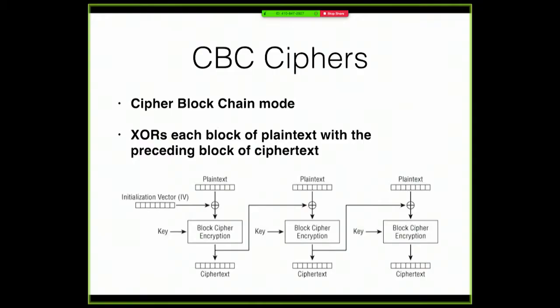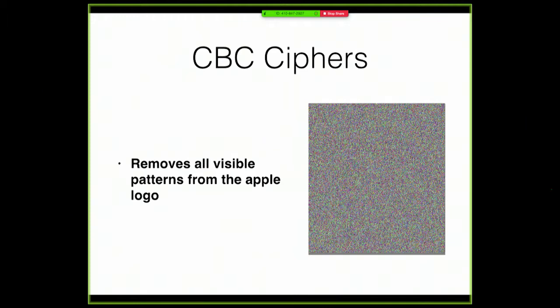Now CBC is another mode. If you don't want that electronic codebook pattern, you use CBC. This is the most common way of doing encryption. You start with an initialization vector. You XOR that with the data and encrypt that. Then you take the output and use it as the IV for the next block. XOR it with that and encrypt the data. Take the output and encrypt that. So even if the input is repeating blocks of data, the output will not be repeating. So you just get complete white noise on the output. So it looks really good.